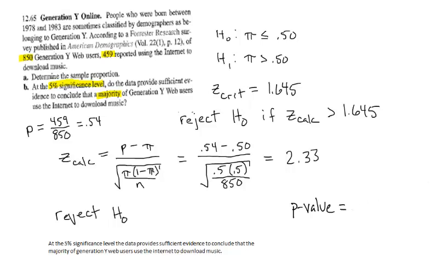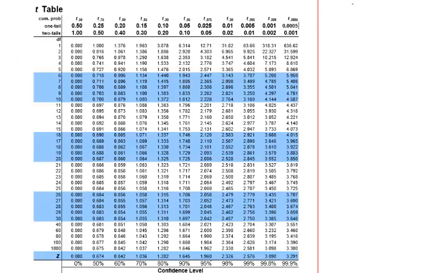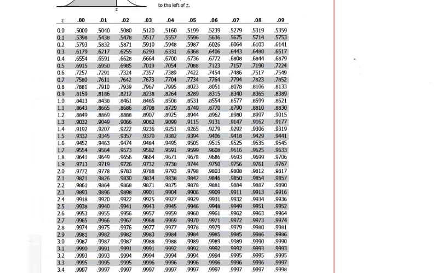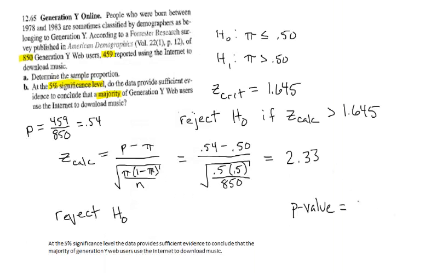The p-value is equal to, we go to our z-table, and we look up 2.33. So down the side to 2.3, and then over to 0.03, 0.9901. And so our p-value, remember that we are greater than, we are right-tailed, and our z-chart reads left, so we're going to be 1 minus 0.9901, which is going to be equal to 0.0099. And that's our video on testing a proportion.